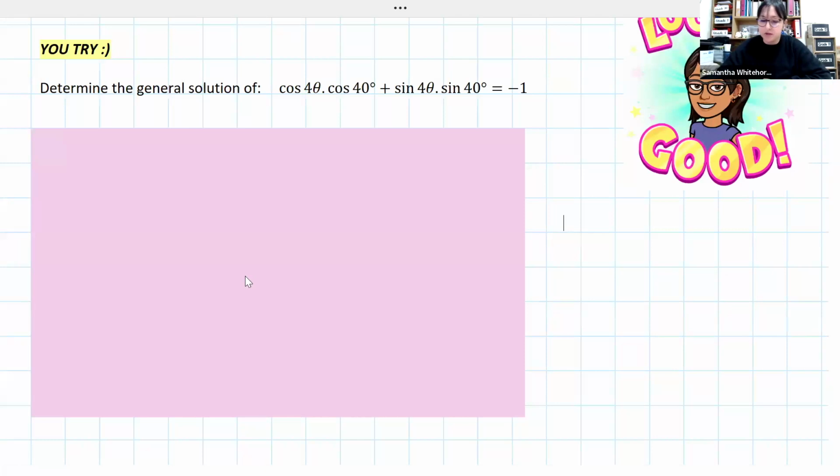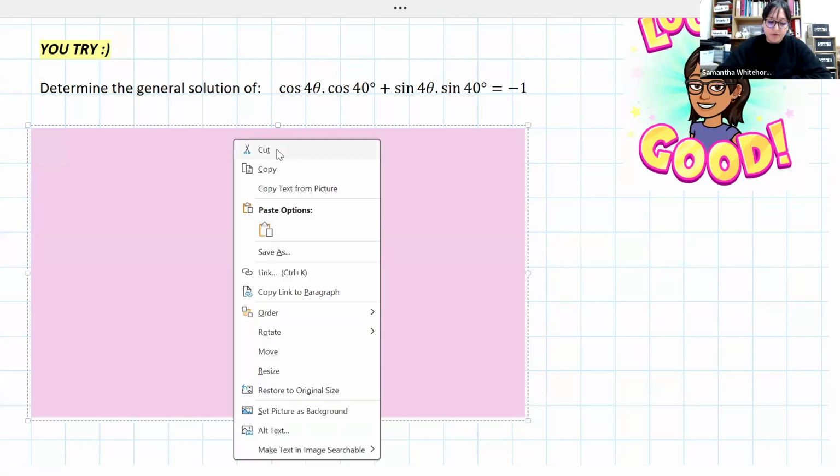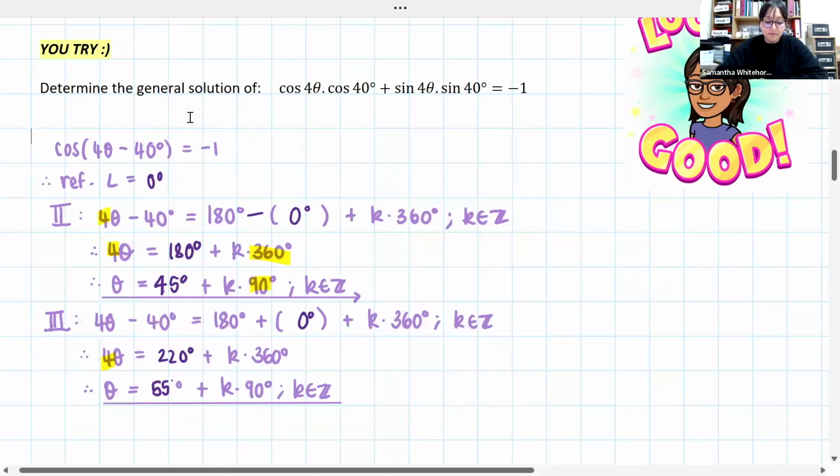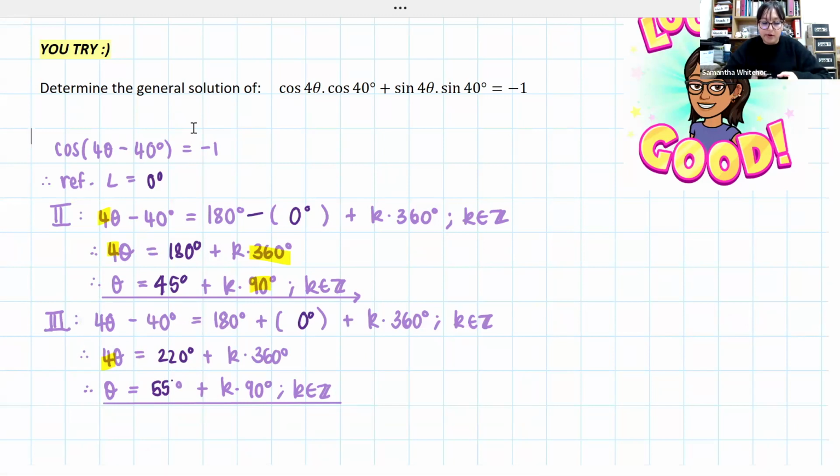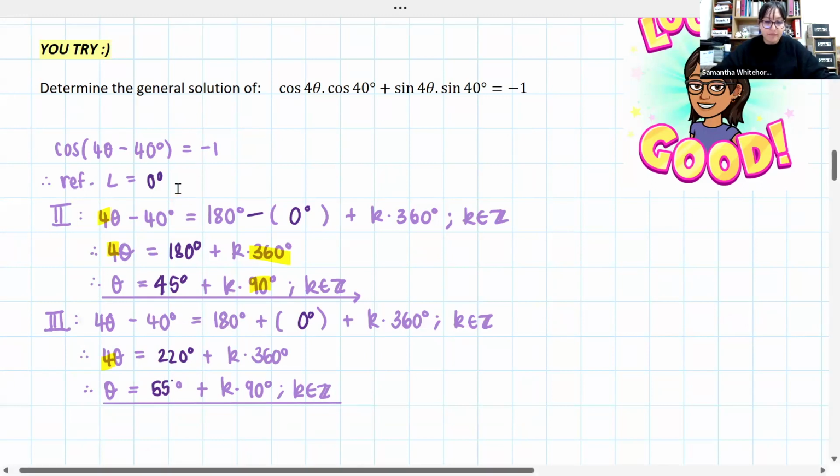Okay, let's have a look. So very similar to what we already had. It's a situation whereby it's a cos compound angle formula where it's A minus B. So reference angle, remember, ignore your sign. So it is shift cos 1, which gives you 0. So that's the reference angle.